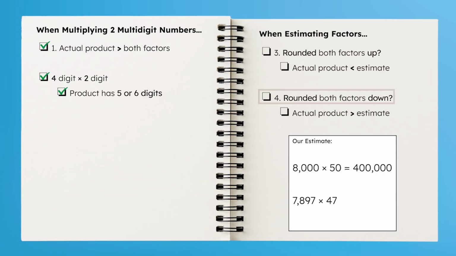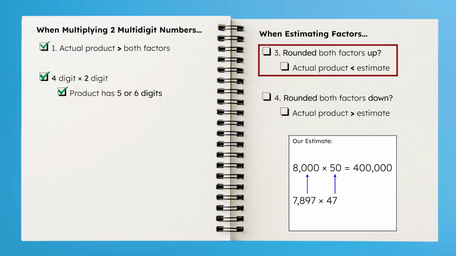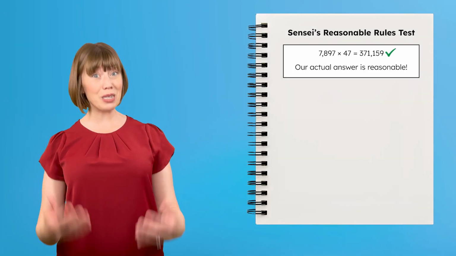If you rounded both numbers down to estimate, the actual product will be greater than the estimate. If you rounded both numbers up, the actual product will be less than the estimate. How did we round our factors? Both rounded up. Our answer should be less than our estimate. Is it? Yes. 371,159 is less than 400,000. Last check. Our answer passed the reasonable test.